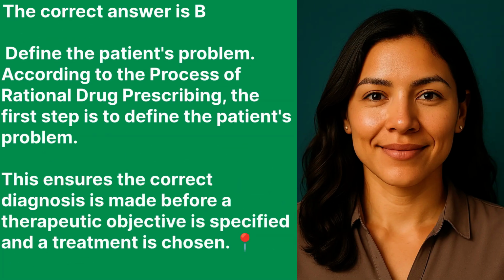Define the patient's problem. According to the process of rational drug prescribing, the first step is to define the patient's problem. This ensures the correct diagnosis is made before a therapeutic objective is specified and a treatment is chosen.